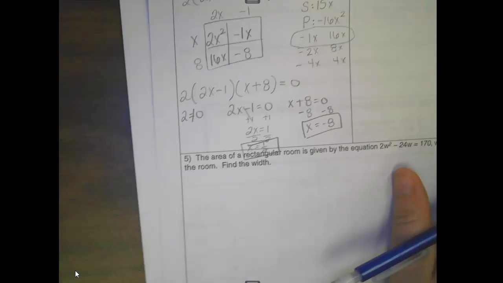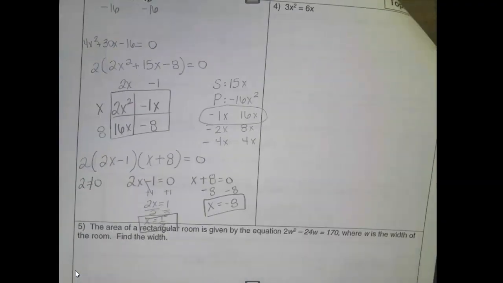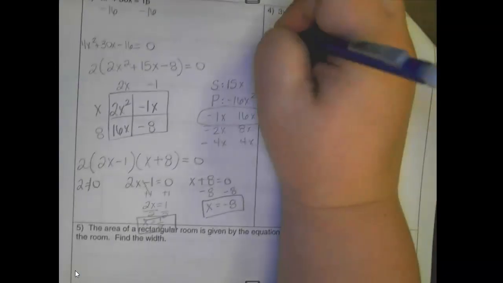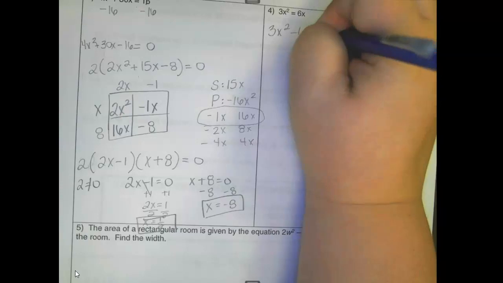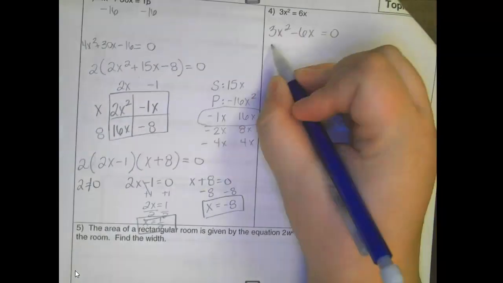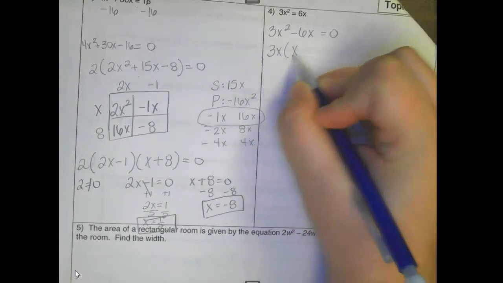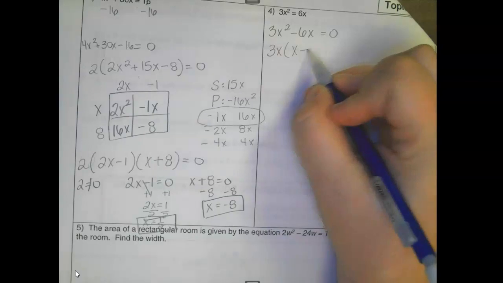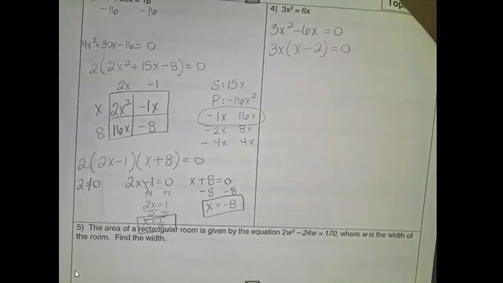All right, let's look at number 4. Number 4 is not set to equal 0, so I'm going to go ahead and subtract that 6x from both sides to get my 0. I can pull out a 3x here. So x minus 2. That can't be factored anymore.